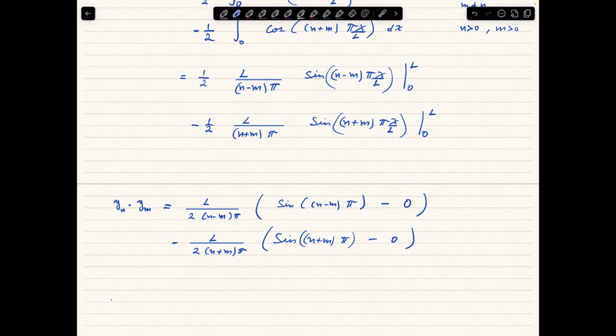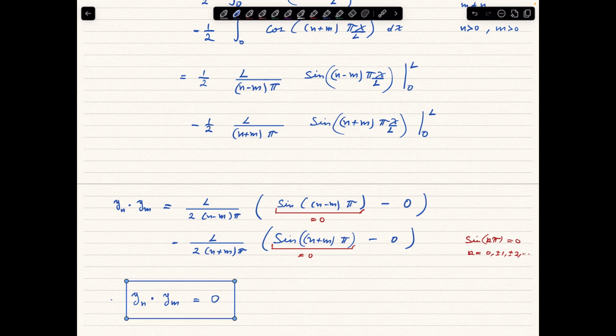Okay, so one last comment. It looks like a complicated expression, but actually this is nothing more than 0, and this is nothing more than 0, because the sine of any multiple of k pi is always 0 for k equal 0, plus minus 1, plus minus 2, and so on. So 0. What we conclude here is that yn dot ym is 0.